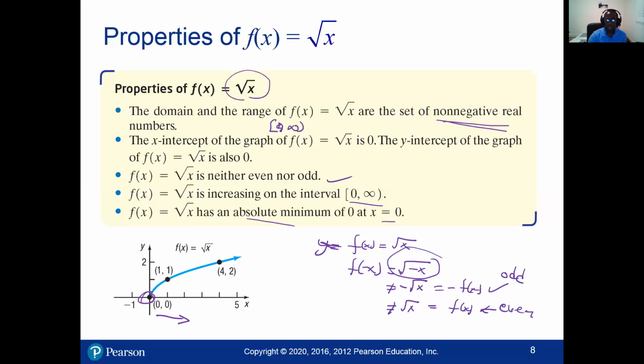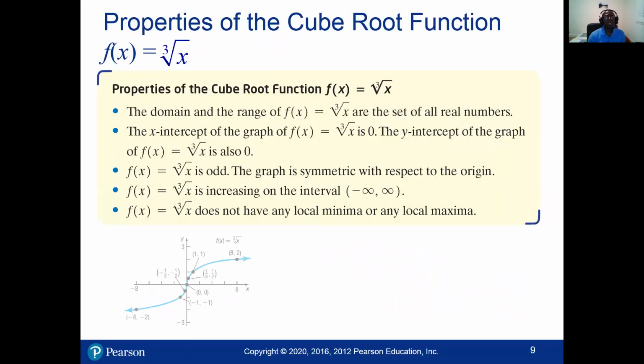Okay, now let's look at another function, the cube root function. What's the domain? The domain is all real numbers, from negative infinity to positive infinity. And what are the x and y intercepts? The x and y intercepts are both the origin. And then is it odd or even?